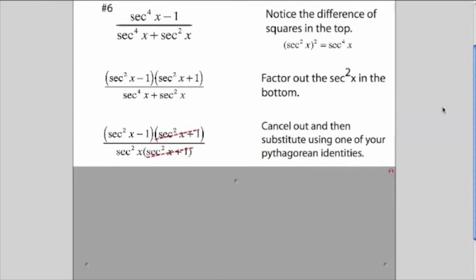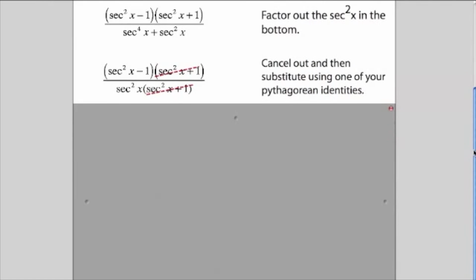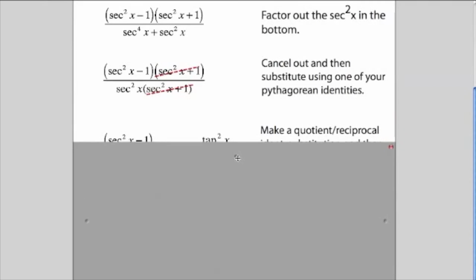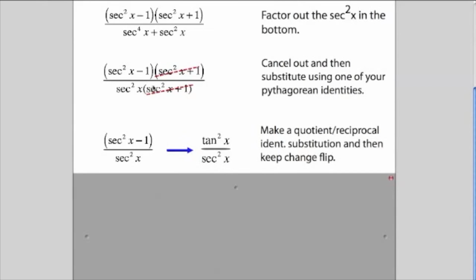And sure enough, when we look at this, you now see that you have a secant. When you pull the secant squared out of the bottom, you're left with a secant squared x plus 1, and that's the same thing that was on the top. That allows me to cancel here, and when I look at what's left over, hopefully at this point you recognize that the secant squared x minus 1 is one of your Pythagorean identities, okay? Or at least it's a version of it.